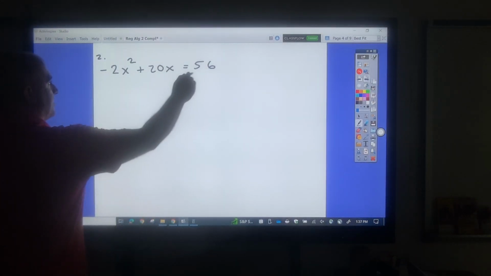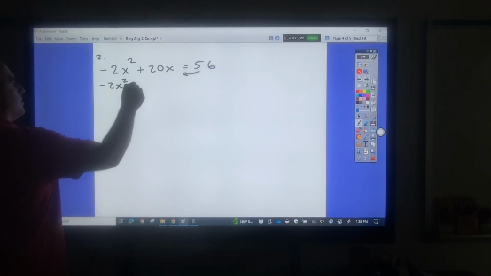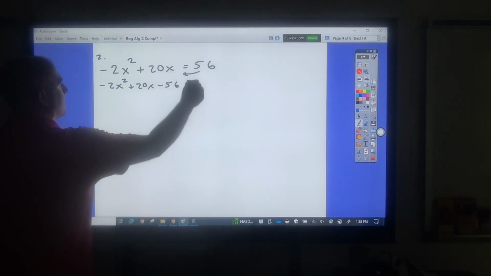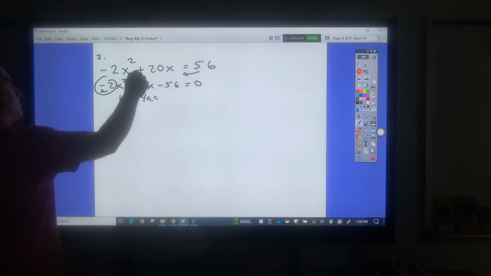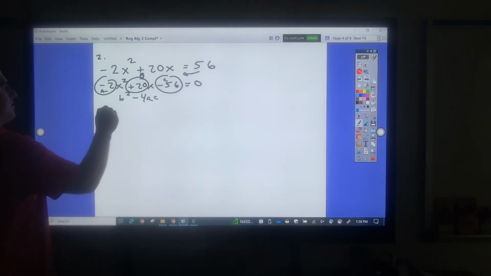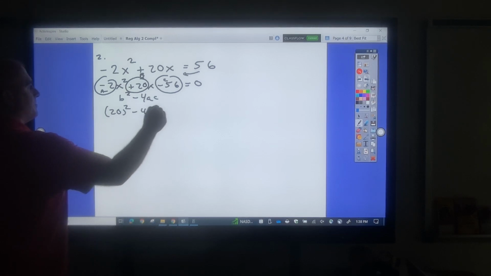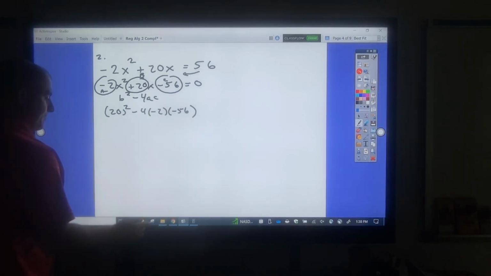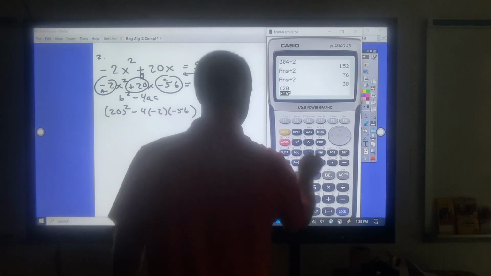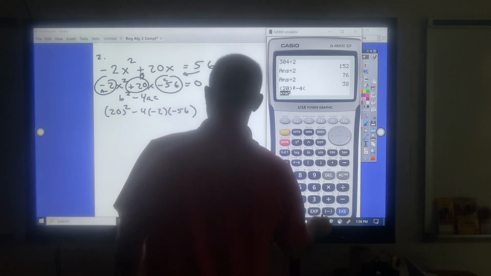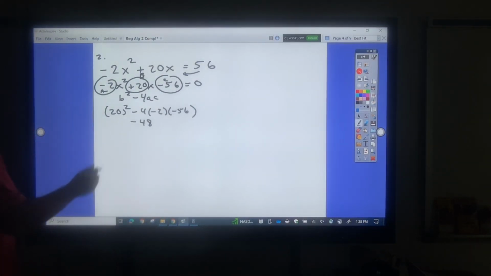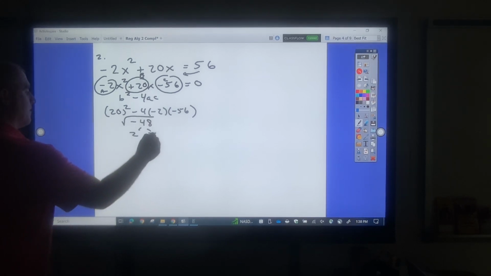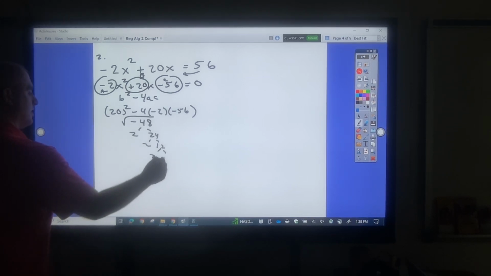Okay, so what I got to do is move this 56 back. I got negative 2x squared plus 20x minus 56 equals 0. Let's find the b squared minus 4ac part. Here's my A, here's my B, here's my C. So what I should have is 20 squared minus 4 times negative 2 times negative 56. Okay, so 20 squared minus 4 times negative 2 times negative 56. All right, it's going to be negative 48. If I break down negative 48, that's 2 and 24, that's 2 and 12, that's 2 and 6, that's 2 and 3.